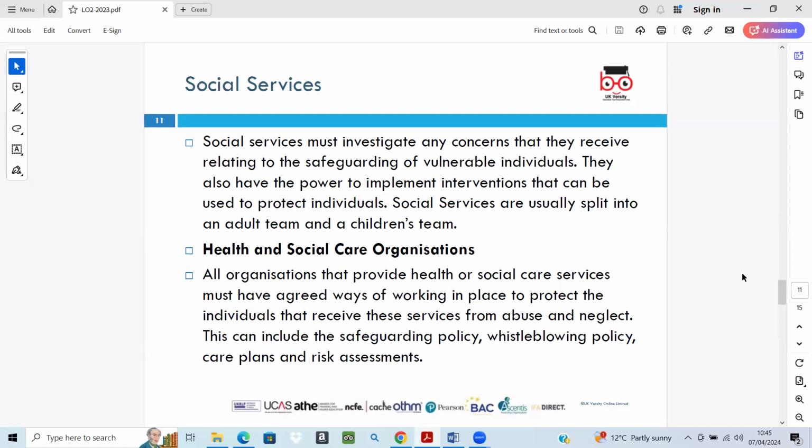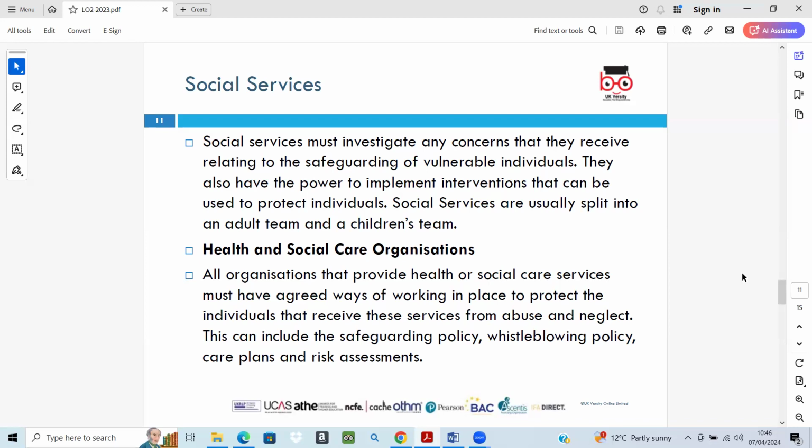Whistleblowing policy is with every organization. They have it, whether it's a health or social care organization or any other organization we are working with. They have a whistleblowing policy of their own, a policy that encourages staff to report any concern about abuse or neglect without fear of reprisal.